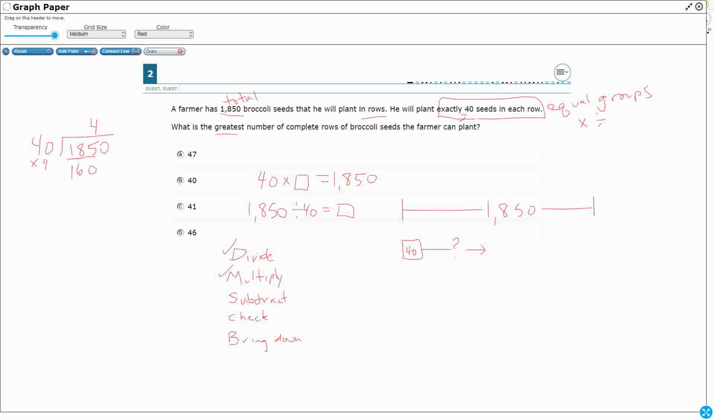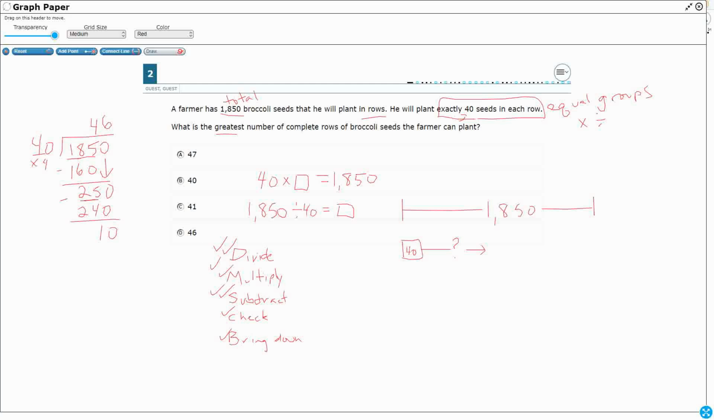Now we're going to need to subtract. That's going to be 25. Check. Make sure that this is smaller than this. Your difference has to be smaller than the divisor. So we bring down, we do it all over again. So 40 goes into 250. Think, how many times does 4 go into 25? Well, that's going to be 6, because 6 times 4 is 24, so 6 times 40 is going to be 240. And there's 10 left over.